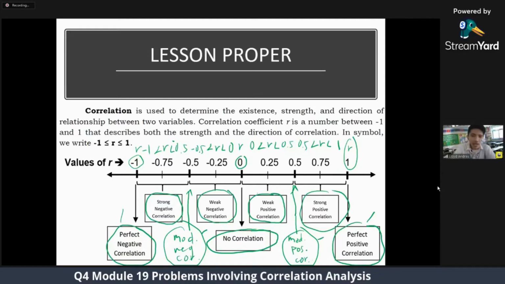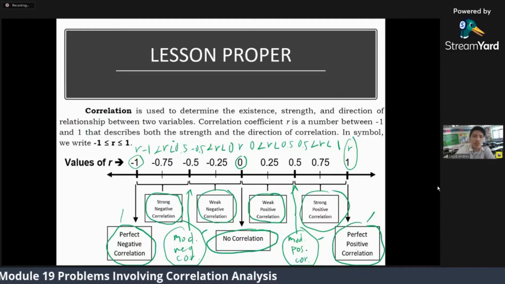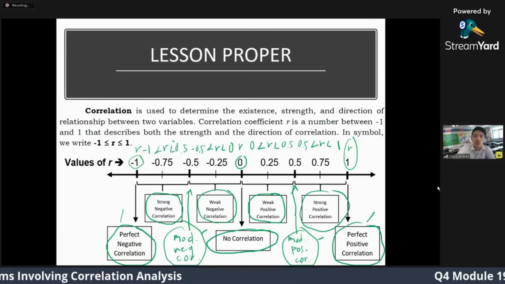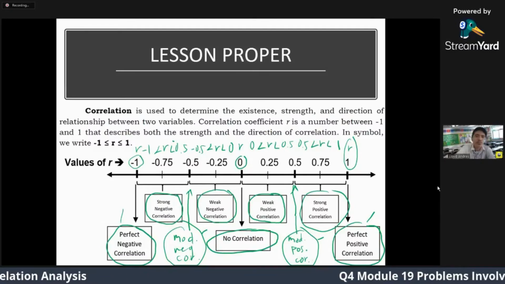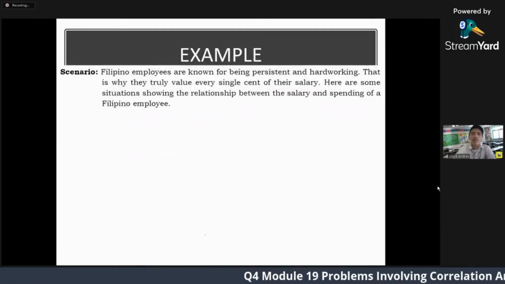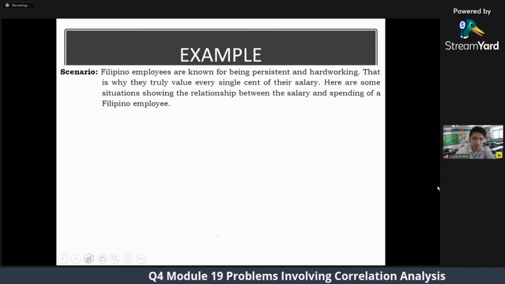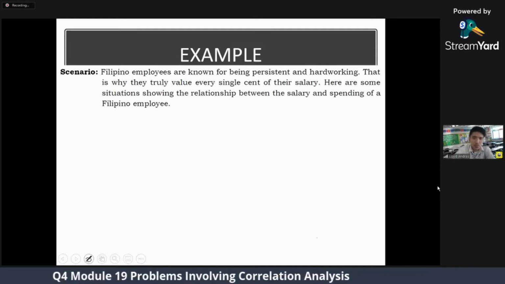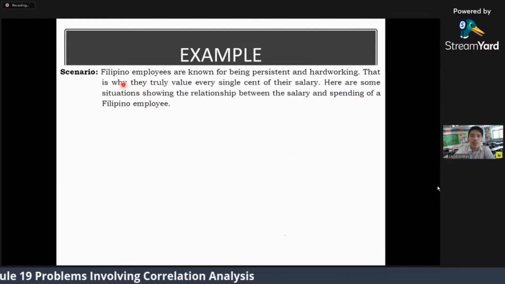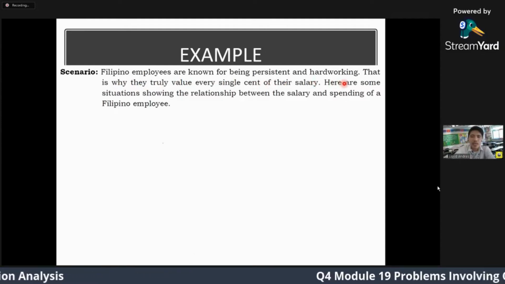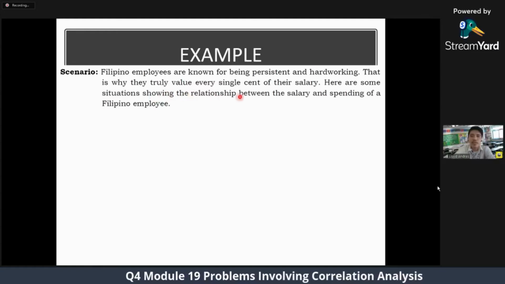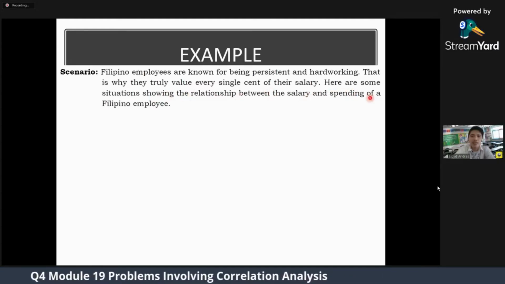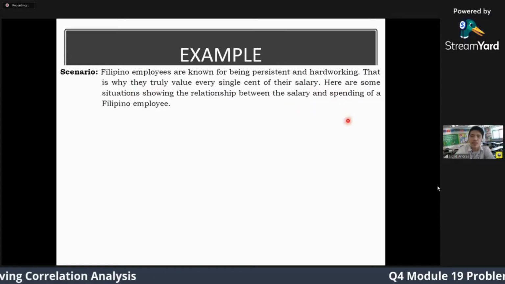So, ani ang atong interpretation. So, kani ang gamito na to. So, let's have some examples. We have here, Filipino employees are known for being persistent and hardworking. That is why they truly value every single cent of their salary. Here are some situations showing the relationship between salary and spending of Filipino employee.